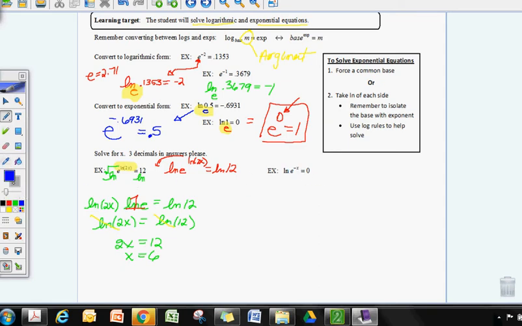In the next example, can you see that my variable is stuck up there in the exponent? So I'm going to have to use natural log rules. This has a log in it already, so that can just come down in front. So negative x natural log of e equals 0. We already talked about the natural log of e being the number 1. So I'm left with negative x equals 0. Guess what? X equals 0.